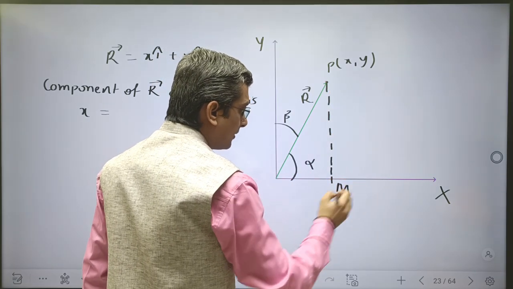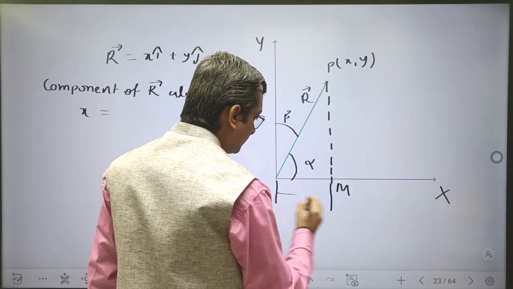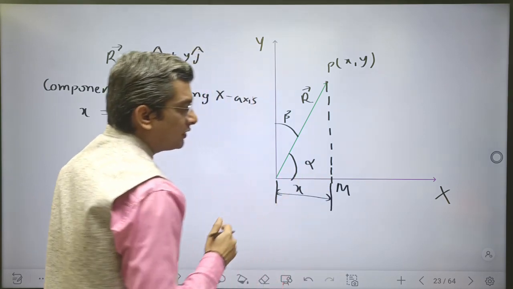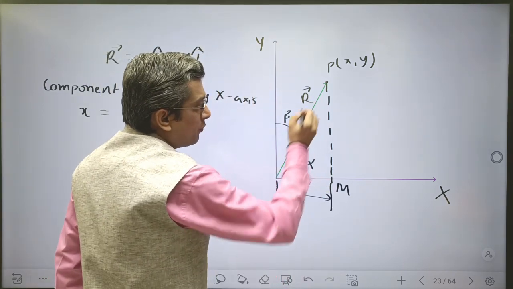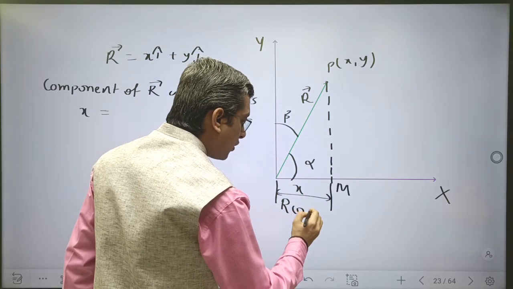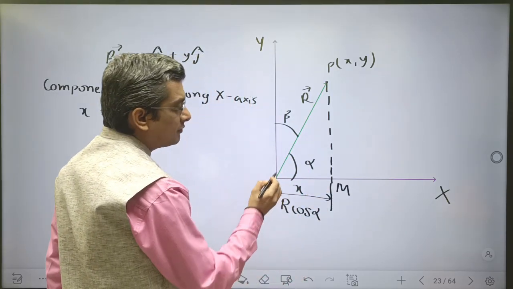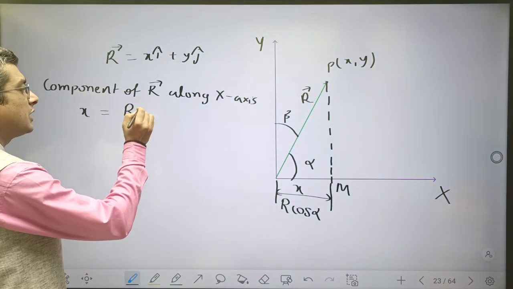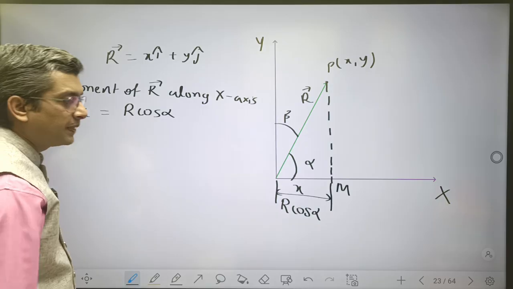Let us suppose this is M. Now this is nothing but equal to x, and we have learned earlier that the component of this vector along this line, the x axis, is given by r cos alpha, where alpha is the angle between this vector and the line, isn't it? So x is given by r cos alpha.